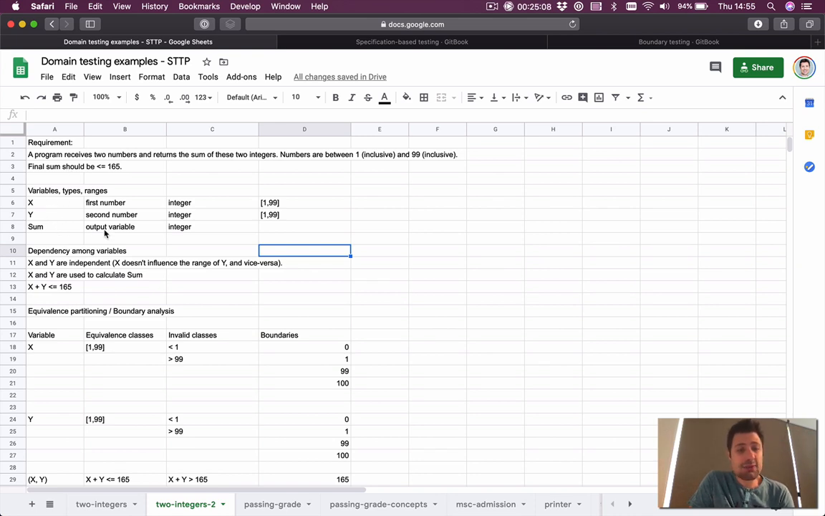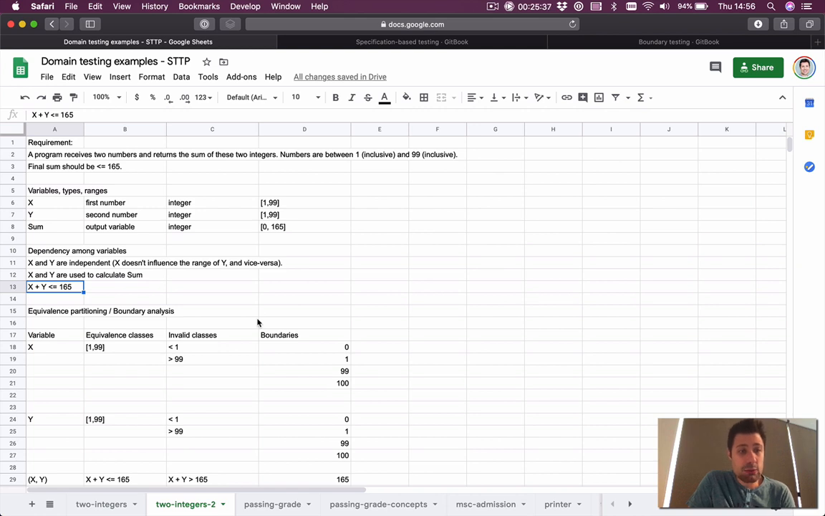I would also analyze the output, still the same, right? Integers in between this interval. But now I know that the result of the sum has to be something between 0 and 165. Dependency among variables. I see that x and y are still independent, so one does not really affect the range of the other. X and y are still used to calculate the sum, but I have this extra restriction.